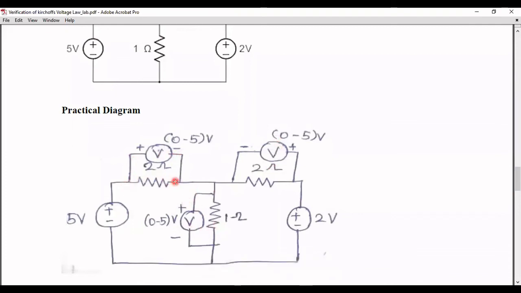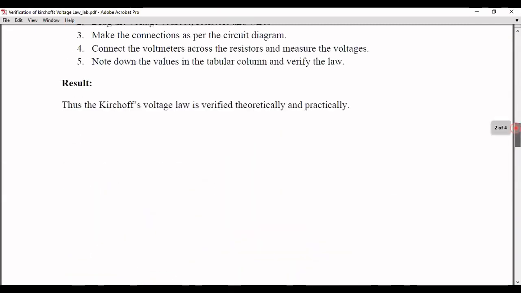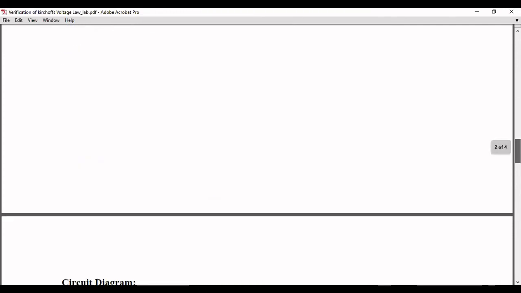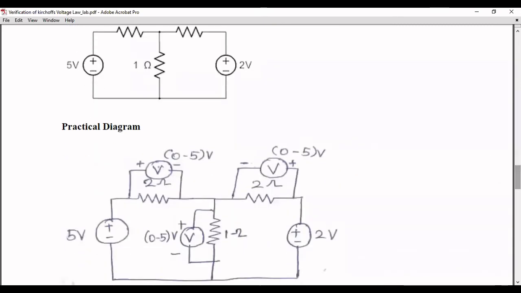First you connect here and measure the voltage, and then you remove it and connect here. You will get the voltage. For this also, a single voltmeter can be used. What about the ranges? Here 3.25 volt and 1.75 volt. So we can use a 0 to 5 volt meter. Similarly, in the 1 ohm resistor also 1.75, and this 2 ohm in loop 2, 0.25 volt. Hence, a 0 to 5 volt voltmeter is used.